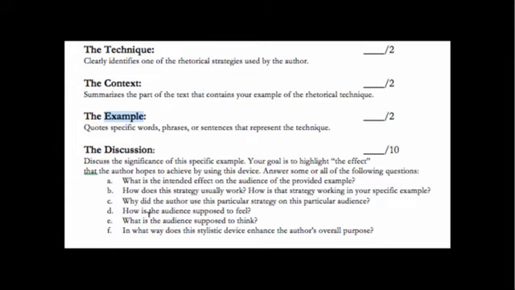And so here are a series of questions that you might try to answer that will help you with your analysis. What is the intended effect on the audience of the provided example? How does the strategy usually work? How is the strategy working in this specific example? Why did the author use this particular strategy on this particular audience? As we know, audience is very important. How is the audience supposed to feel? How is the audience supposed to react when they read this? What is the audience supposed to think? And then the big thing at the end, in what way does this stylistic device enhance the author's overall purpose?